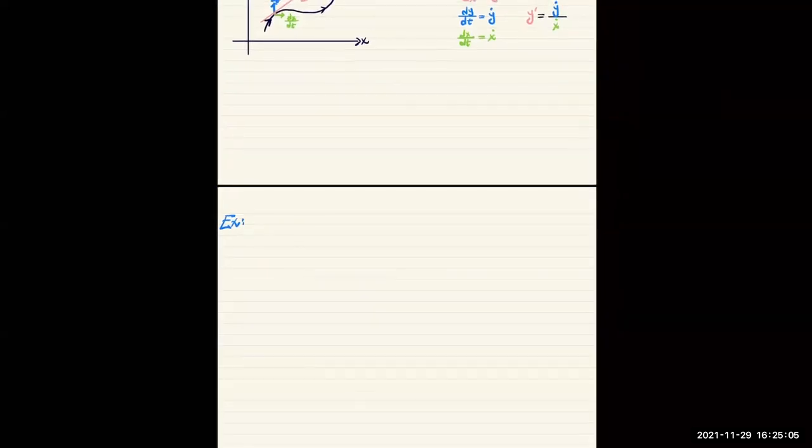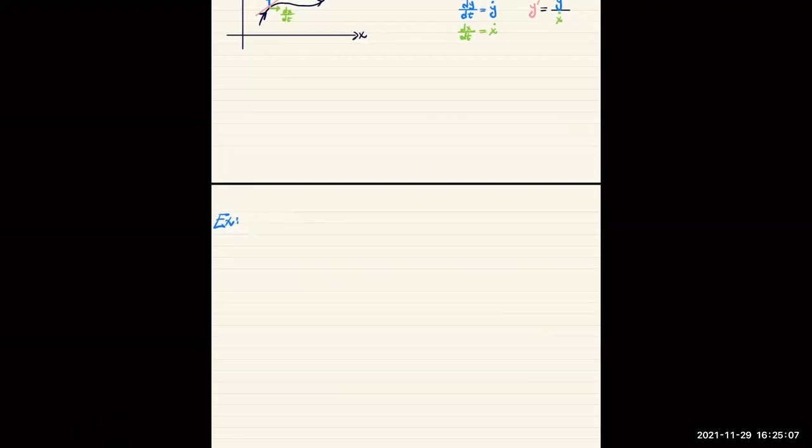Let's say we have a parametric curve C defined by x equal to 2t and y equal to t squared minus 1. You could graph that if you want.